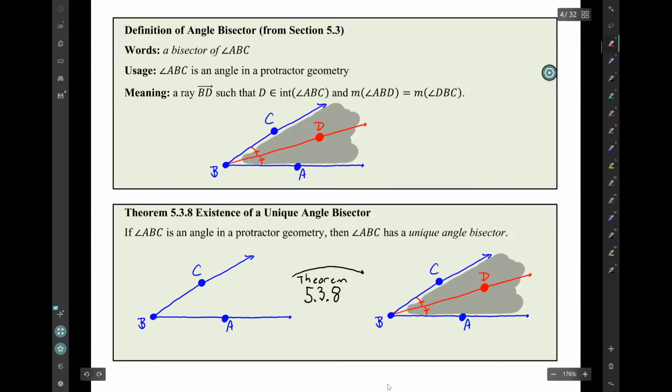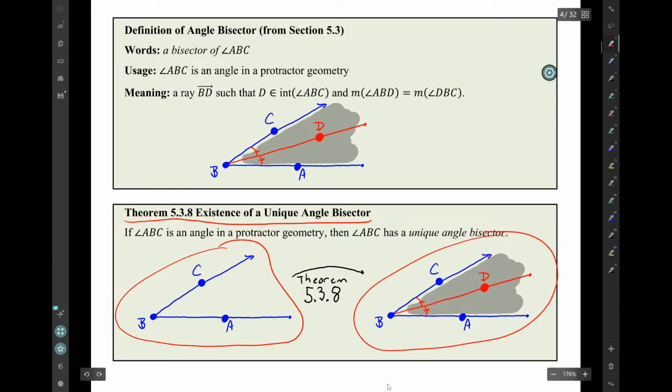We'll use the definition of angle bisector from section 5.3. A bisector of angle ABC is a ray BD with the property that D is in the interior of that angle ABC, and ray BD creates two angles with equal measure. Theorem 5.3.8 is also important. The theorem says if ABC is an angle in a protractor geometry, then that angle has a unique angle bisector.